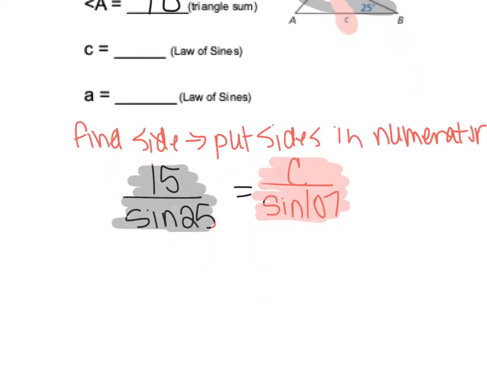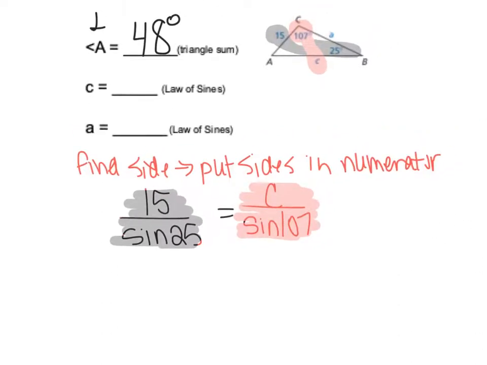So we have the sides on the top, 15 and C, those are both side lengths, and then the angles are in the denominator. So all we really have to do to get C all by itself, some basic algebra, is we could think cross product here, but that makes it a little bit more difficult than it needs to be. Right now, C is being divided by the sine of 107, which means to undo that, we're just going to multiply both sides by the sine of 107.